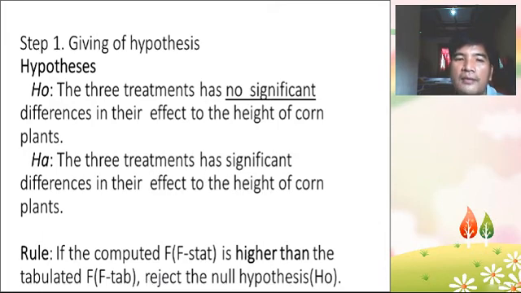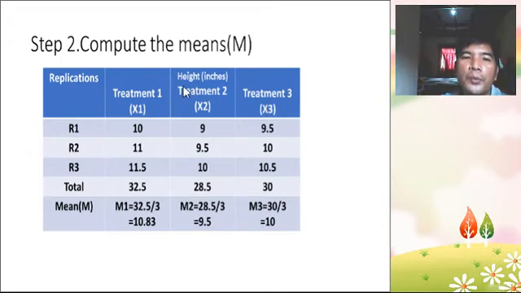The next is step 2, compute the mean. How are you going to compute the mean? First, you have to get the total. 10 plus 11 plus 11.5 is 32.5. 9 plus 9.5 plus 10 equals 28.5. 9.5 plus 10 plus 10.5 equals 30. To get the mean, you divide the total by the number of replications. There are only 3 replications. So 32.5 divided by 3 equals 10.83. 28.5 divided by 3 equals 9.5. And 30 divided by 3 equals 10. So this is the mean.